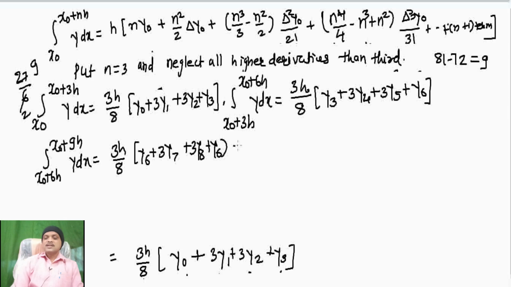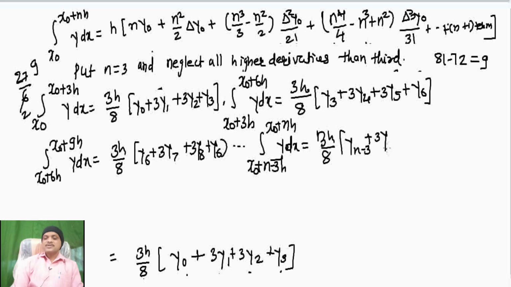So let us think about n as a multiple of 3. When n is a multiple of 3, the integration from x0 plus (n minus 3)h to x0 plus nh of y equals, the very first term here, 3h divided by 8 into y(n minus 3) plus 3 times y(n minus 2) plus 3 times y(n minus 1) plus yn.